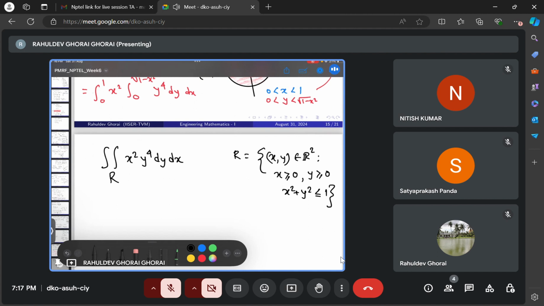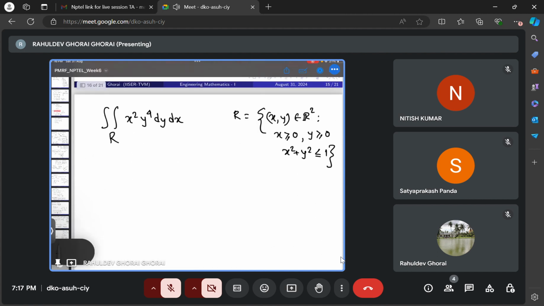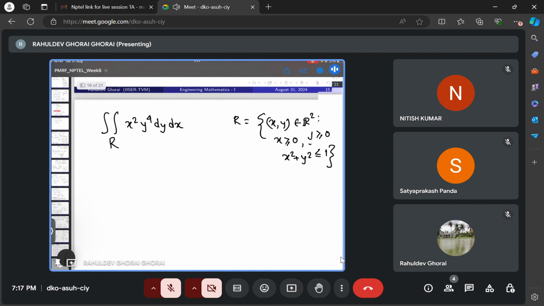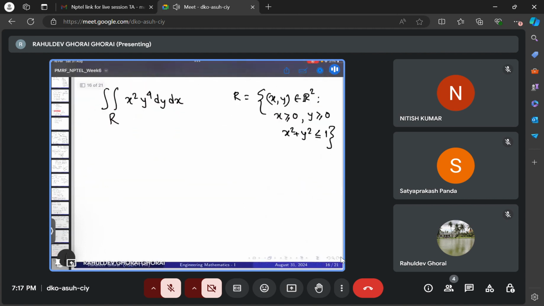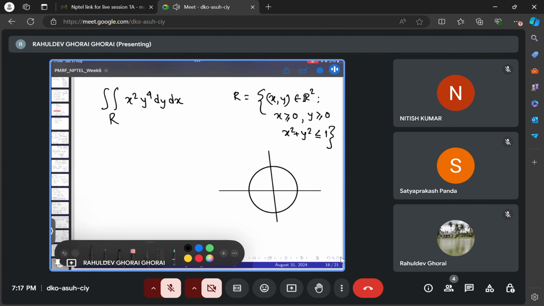What I was telling is that you first have to make sure that whatever domain you are drawing is correct. So your domain will be x square plus y square less than or equal to 1. That domain will be, let's say, let's draw it.